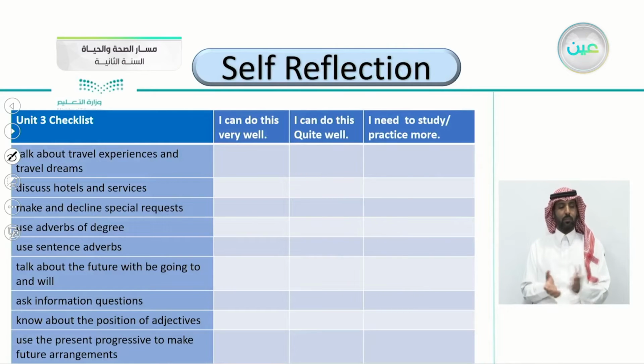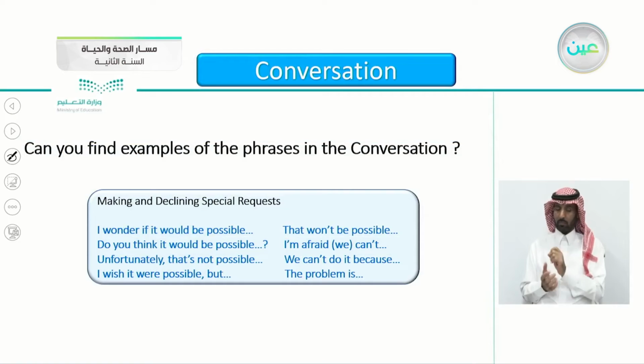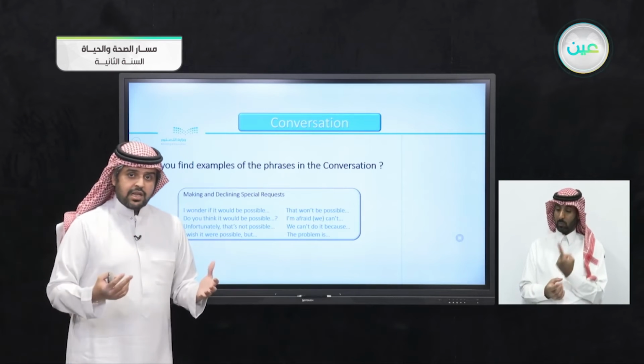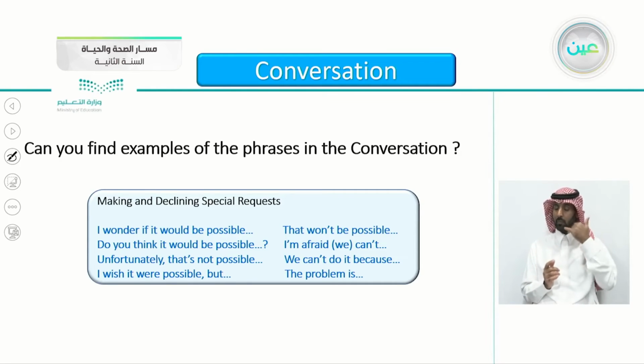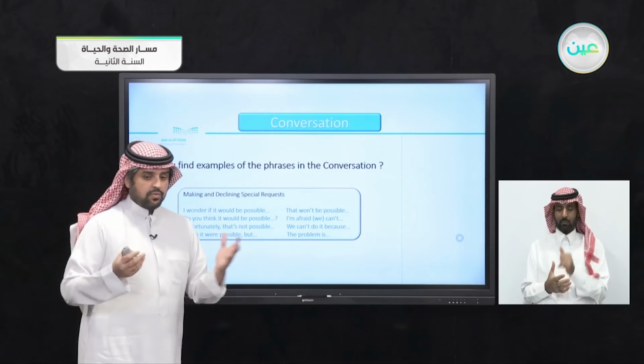And here, make and decline special requests. Make and decline special requests. If you remember this box, making and declining special requests. If you want to make a special request, I wonder if it would be possible. Do you think it would be possible? So you're making some special requests. For example, if you're in a hotel and you want an extra bed, this is a special request. Then you call them and you say, I wonder if it would be possible to get an extra bed, etc. Then they will reply, maybe, unfortunately, that's not possible, that won't be possible, I'm afraid we can't, etc. So this is making and declining special requests. Also here he says, I wish it were possible, but we can't. You called the reception, and then they said, or the room service maybe, and then they replied, sorry, we can't.